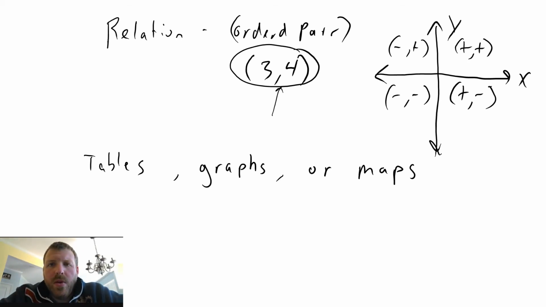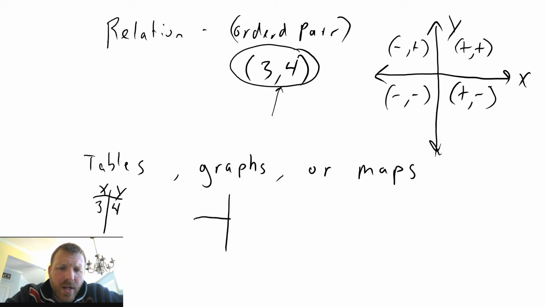See, a table, not a big deal, right? A table is just a set of values in a T-chart where you have your x and y value. Okay? A graph is just what we were talking about a second ago, where you would plot your points. So if we're talking about (3, 4), we need to go over 3 and up 4. So there's my (3, 4).